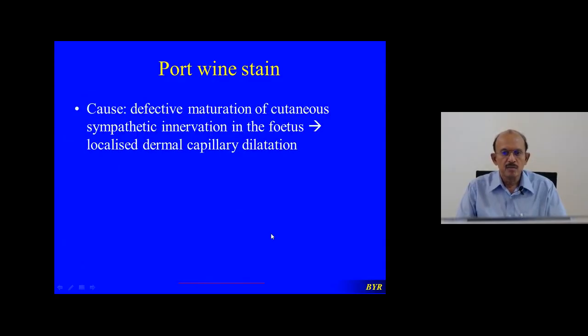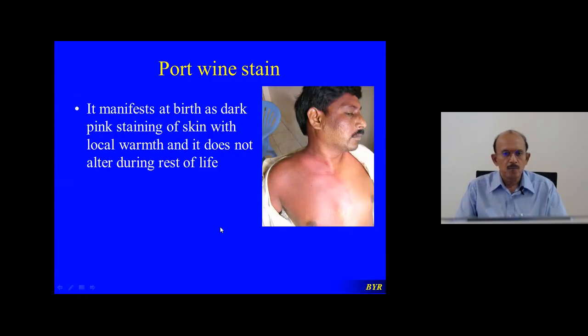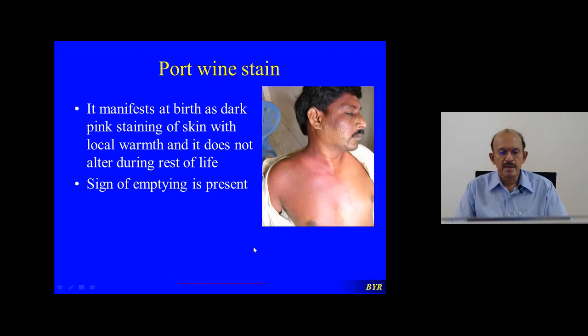Port wine stain is due to defective maturation of cutaneous sympathetic innervation in the fetus, leading to localized dermal capillary dilatation. You can see here on the face as well as on the chest wall. It manifests at birth as dark pink staining of the skin with local warmth, and it doesn't alter during the rest of life. Sign of emptying is present.